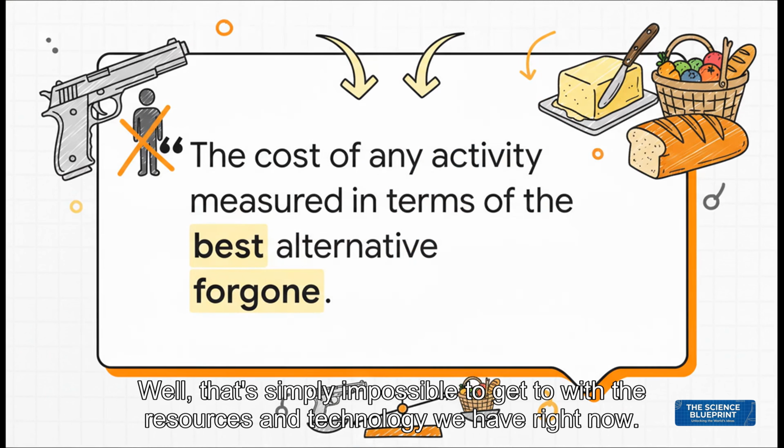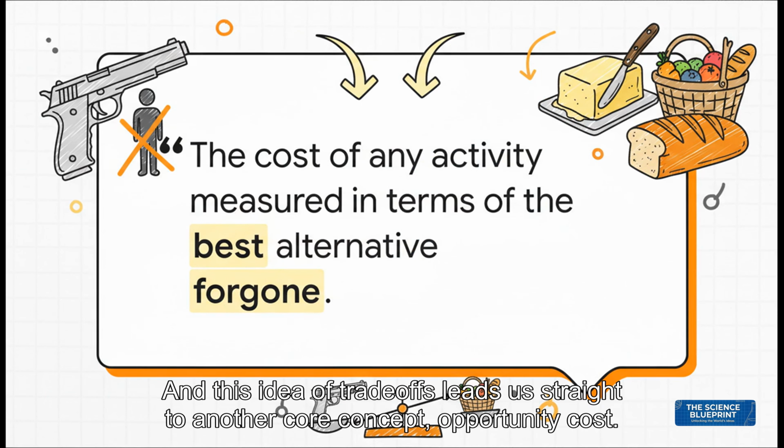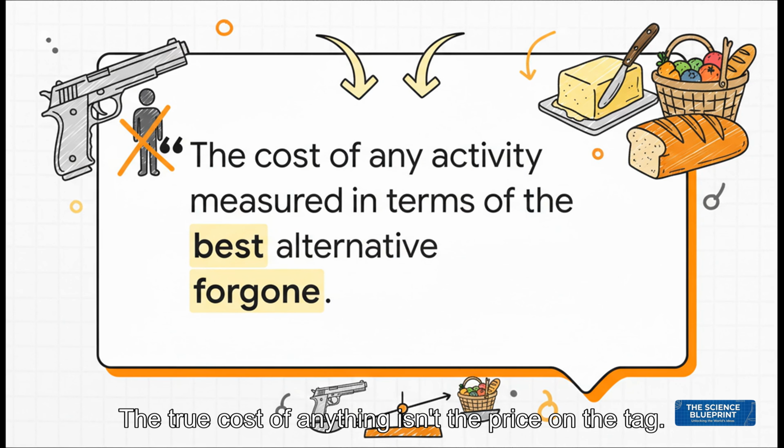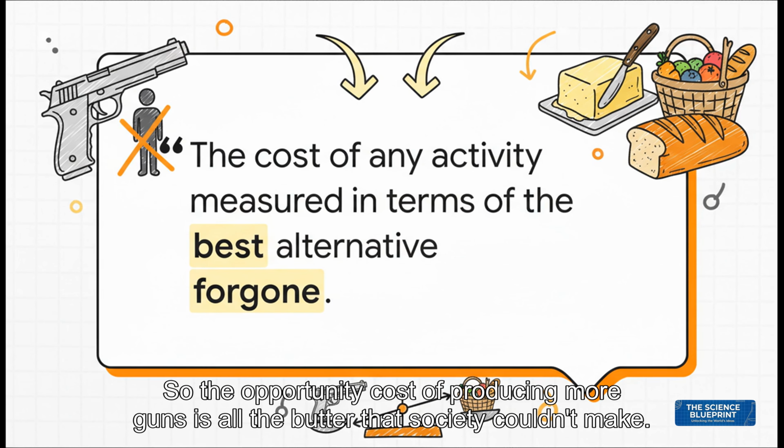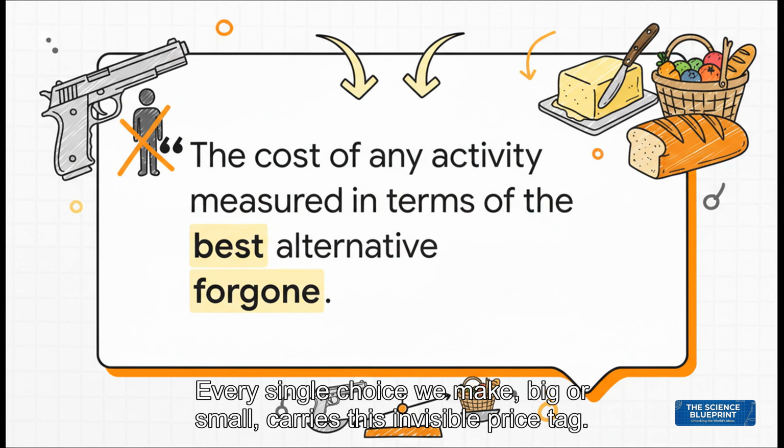And this idea of trade-offs leads us straight to another core concept: opportunity cost. The true cost of anything isn't the price on the tag, it's the next best thing you had to give up to get it. So the opportunity cost of producing more guns is all the butter that society couldn't make. Every single choice we make, big or small, carries this invisible price tag.